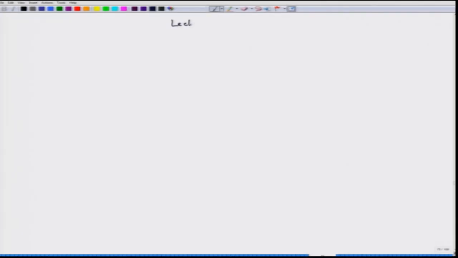Let's start lecture 25. So today we'll finish our discussion on Pourbaix diagram, and then we'll get to the kinetics of corrosion.